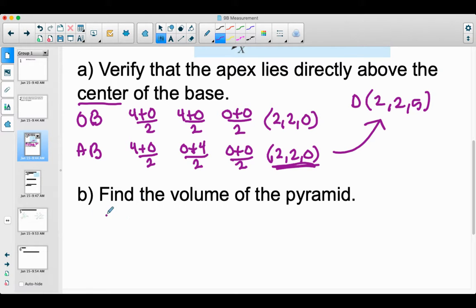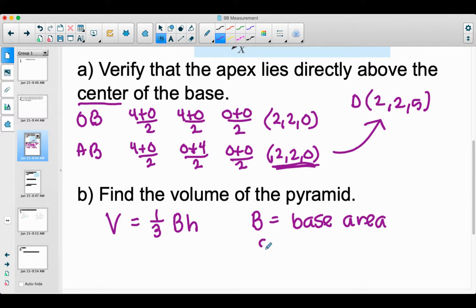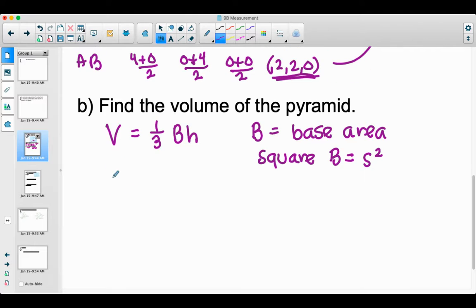Part B says find the volume of the pyramid. First off, the volume of a pyramid is 1/3 BH, where that big B, remember, is the base area. So in this problem, our base is a square. Because our base is a square, that B is going to be S squared, because that's how you find the area of a square. So really, my equation is going to be 1/3 S squared times the height of the pyramid.